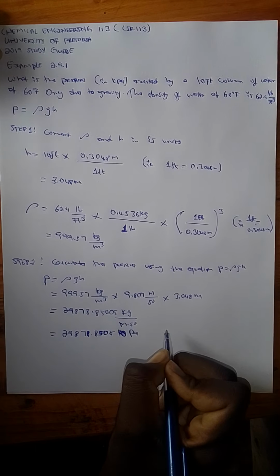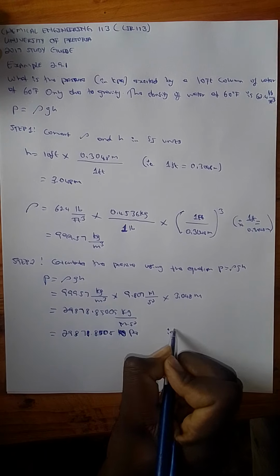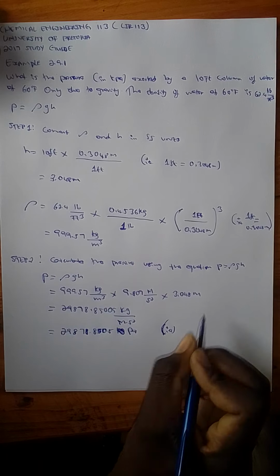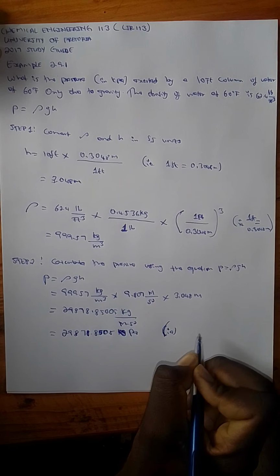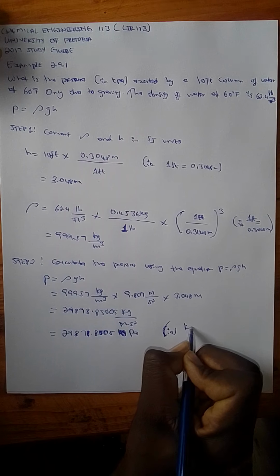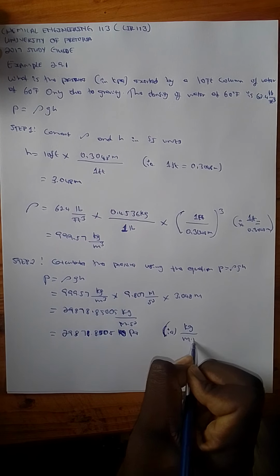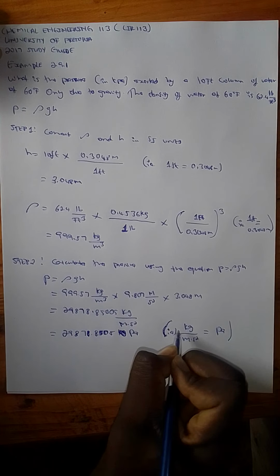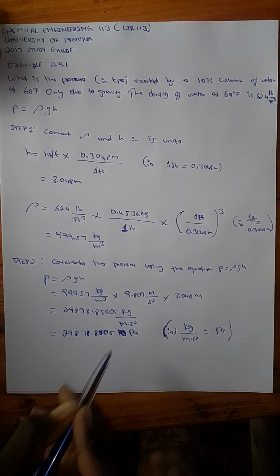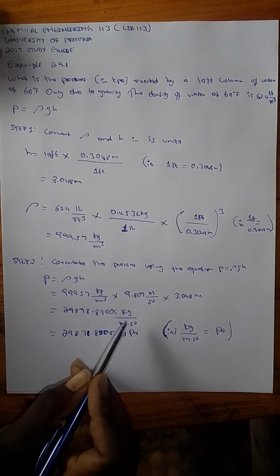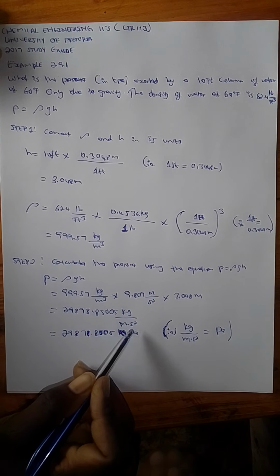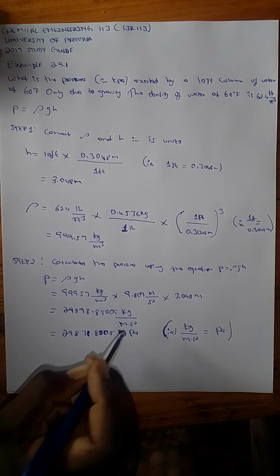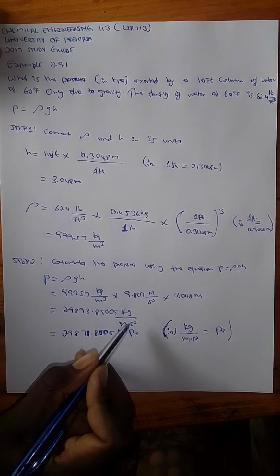Let me just write here, sorry about the mess, but I think it'll still be clear: kilograms per meter second squared equals pascals. There wasn't even a conversion here. I just used the knowledge that kilograms per meter second squared equals pascals. Maybe sometime when we have time, I'll go deeper into explaining that, but that is actually pascals.